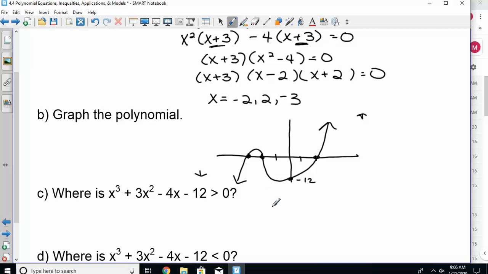Part C, I want to know where this graph is greater than 0. What does greater than mean? More. So I'm asking where's your graph above the x-axis? So that would be between negative 3 and 2, and since it's not equal to, I'm going to use parentheses. Union, where else is my graph above the x-axis? 2 to infinity. If I had said greater than or equal to, then you would use brackets on those.